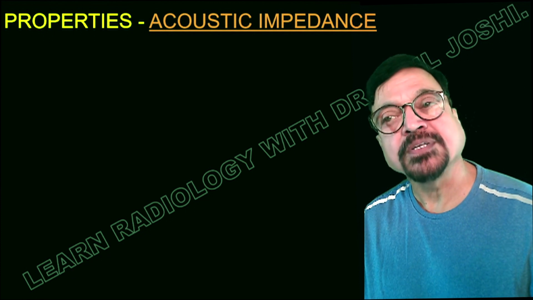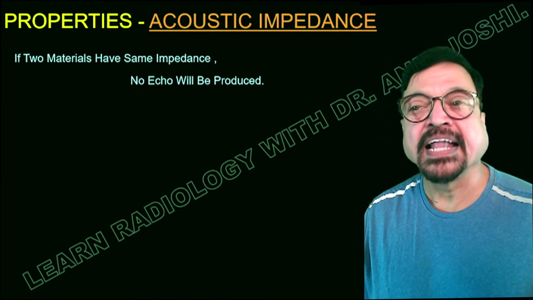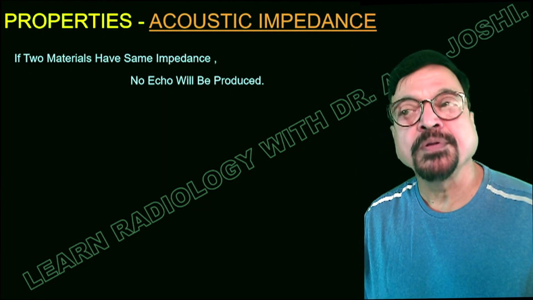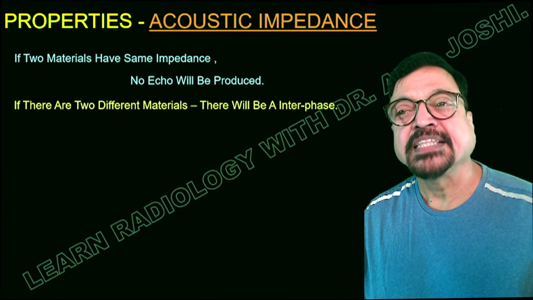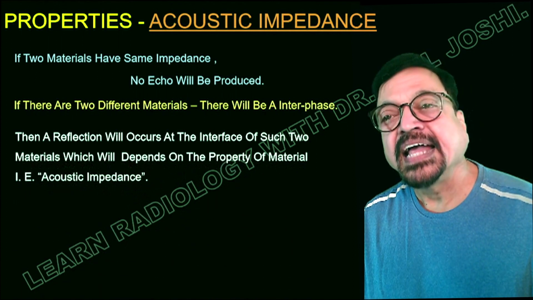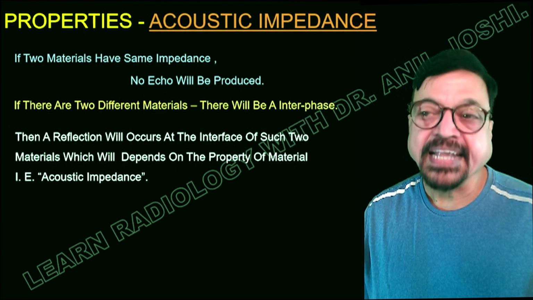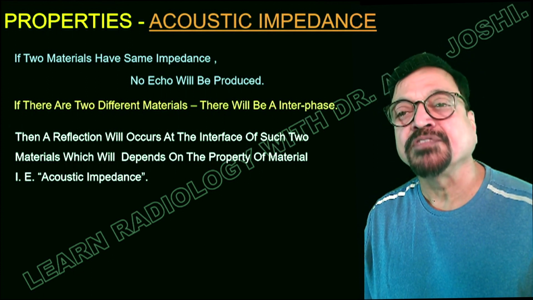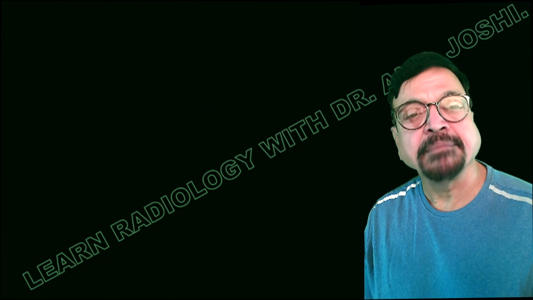Then there is acoustic impedance. If two materials have the same acoustic impedance, no echoes will be produced. If there are two different materials, there will be an interface. A reflection will occur at the interface of such two materials, which will depend on the property of the material, that is, acoustic impedance.